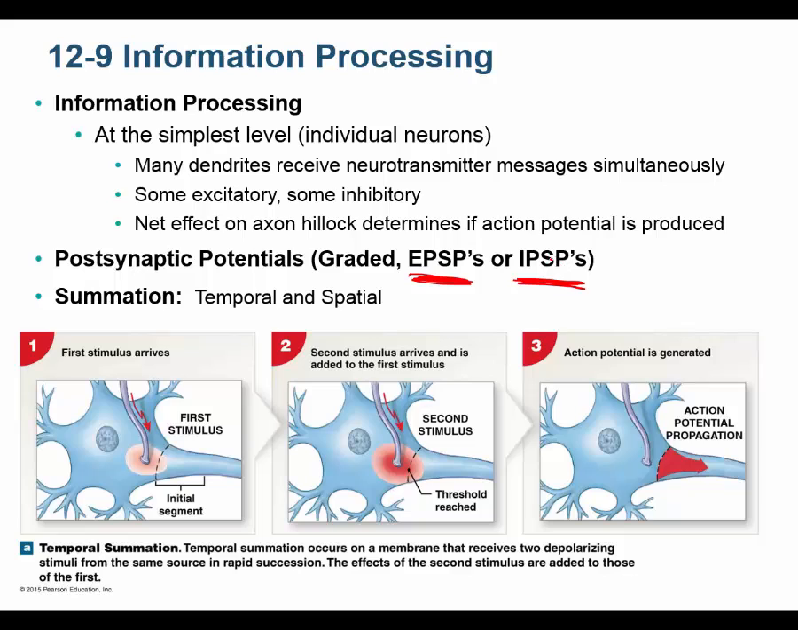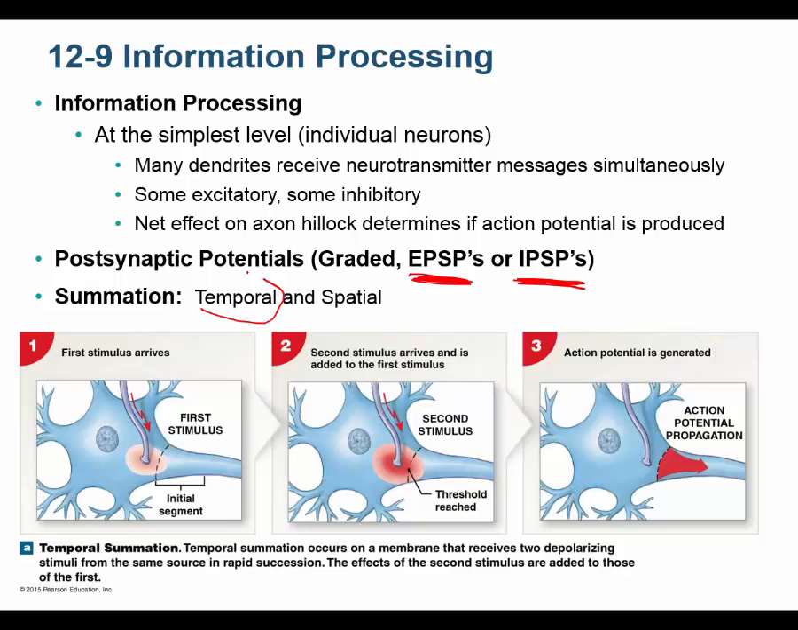Well, I told you before that graded potentials don't go very far. They're local, they're decremental. So why the heck have an EPSP if you're not going to go very far? Or why the heck have an IPSP? Well, the answer is this. You don't only have one graded EPSP or one graded IPSP. You have more than one coming in, and the cell sums them. It adds them up.